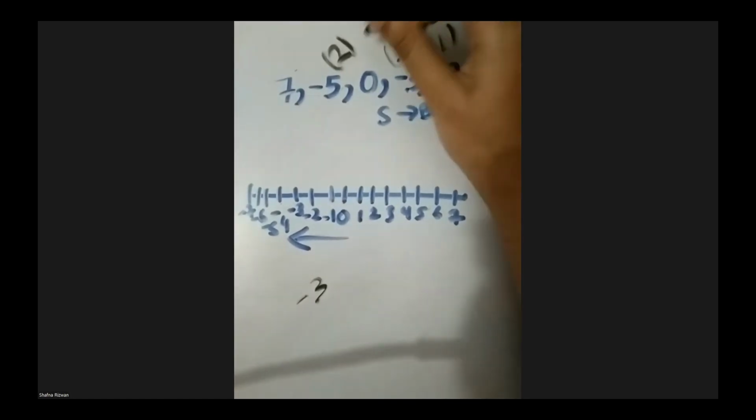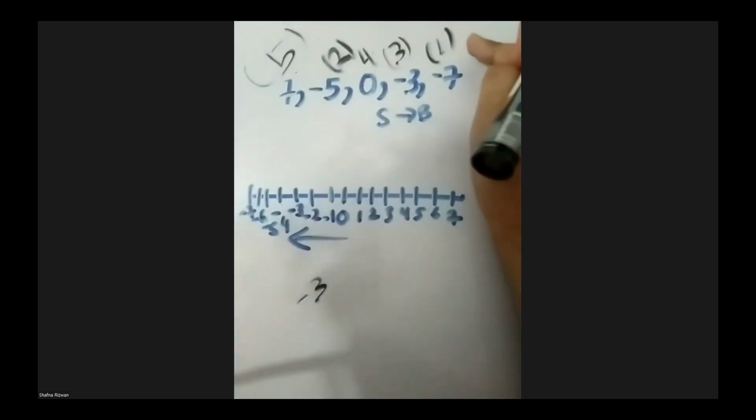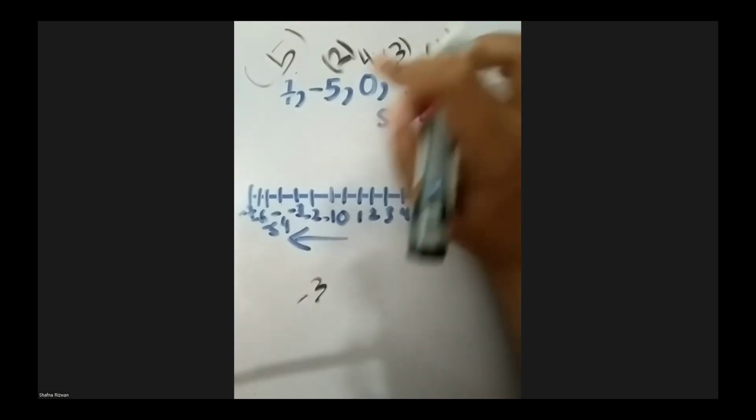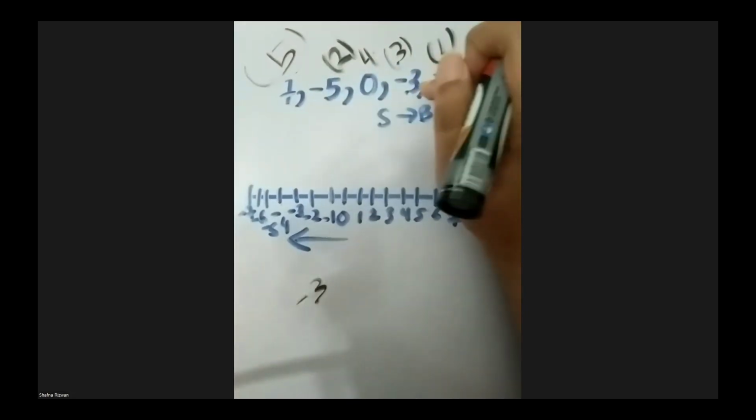After that, what is the smallest that you have here? That is your smallest, 0. And after that, what's the biggest number that you have? That is 5. Okay. So what is your smaller number that you have? Minus 7. And after that, minus 5, minus 3, and then 0, and then 7.